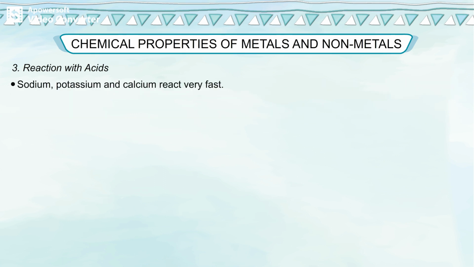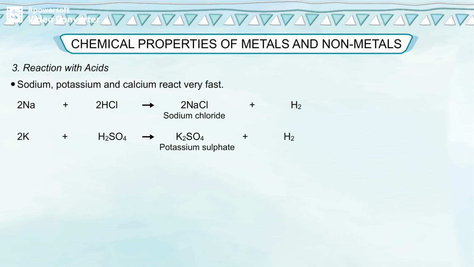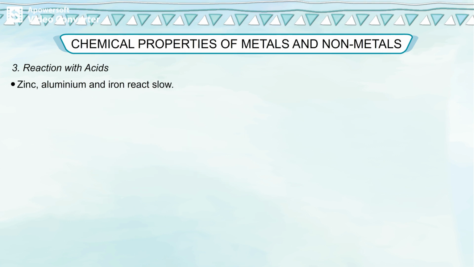Sodium, potassium, and calcium react very fast. 2Na plus 2HCl gives 2NaCl, sodium chloride, plus H2. 2K plus H2SO4 gives K2SO4, potassium sulfate, plus H2. Ca plus H2SO4 gives CaSO4, calcium sulfate, plus H2. Zinc, aluminium, and iron react slow.